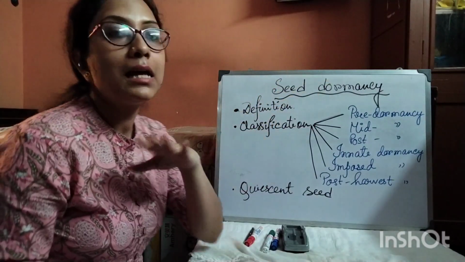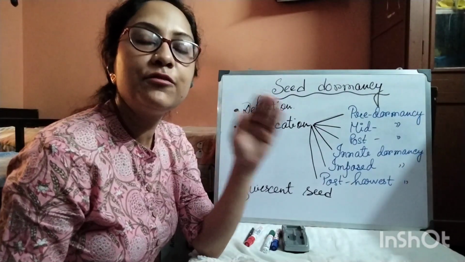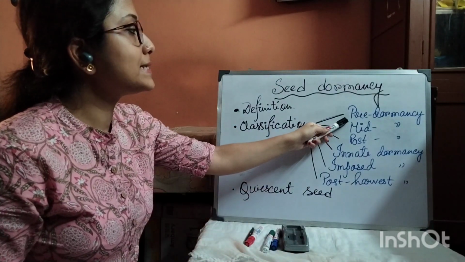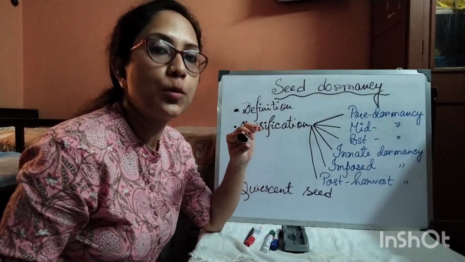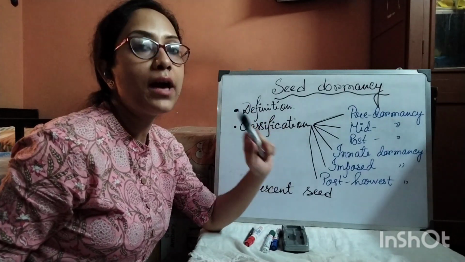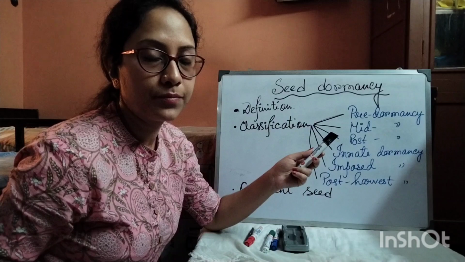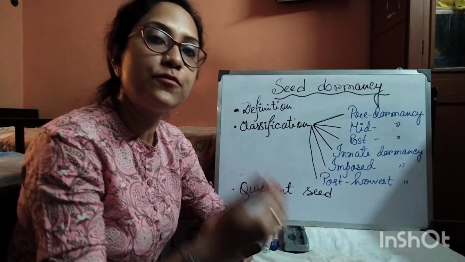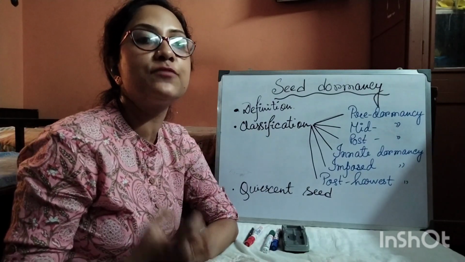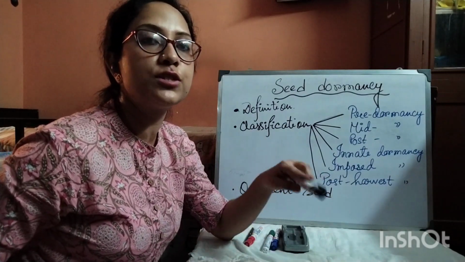There are several layers in which we can differentiate the seed dormancy accordingly. The first one, written over here, is pre-dormancy. It is a state where, if a seed gets a favorable condition, it will germinate. Pre means before. Before going into the permanent dormant situation, if a seed gets a favorable condition, then it will definitely germinate. This is the first step, which is pre-dormancy.